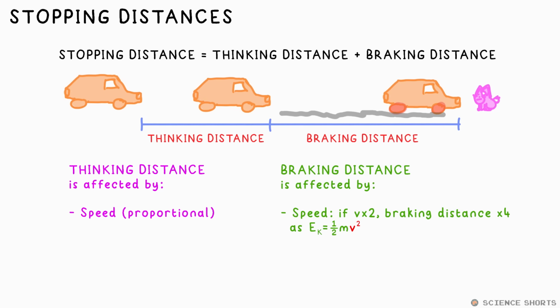However, doubling your speed quadruples your braking distance because your car needs to lose all of its kinetic energy, which is equal to half mv squared. So that means if you double the v, times 2, if we square that, that's times 4. If you triple your speed, your kinetic energy goes up by a factor of 9. So does your braking distance.